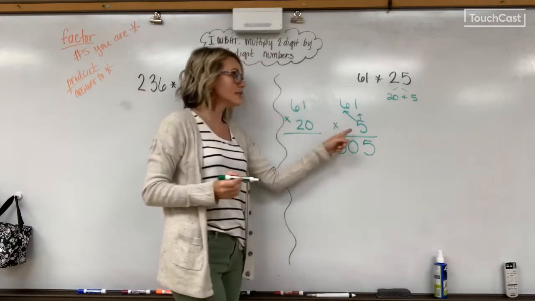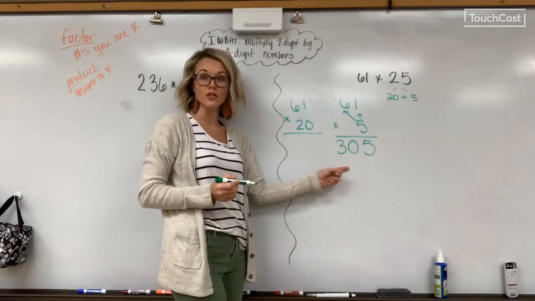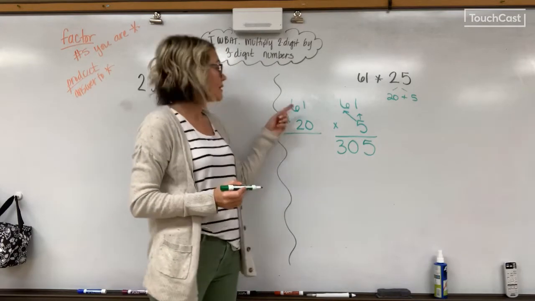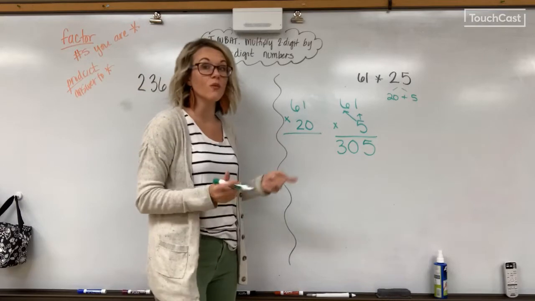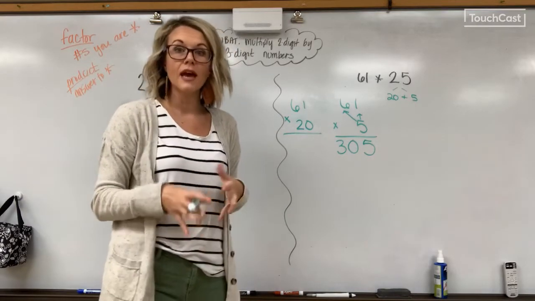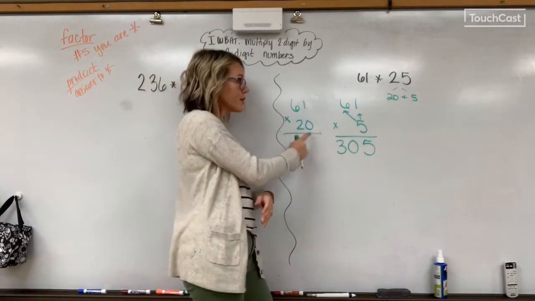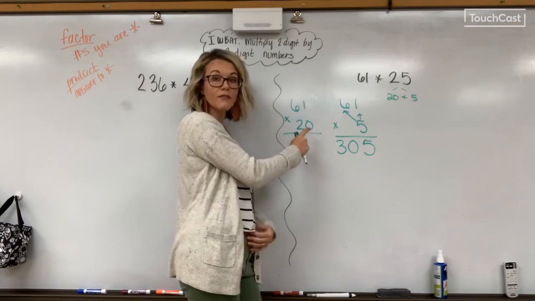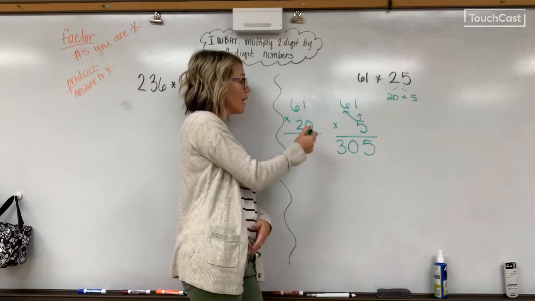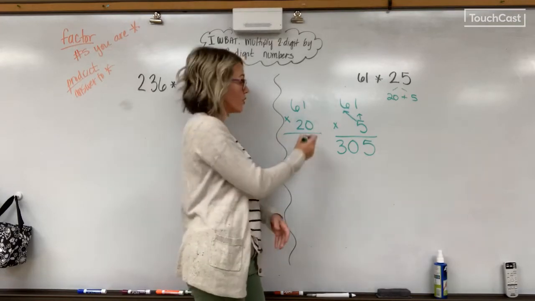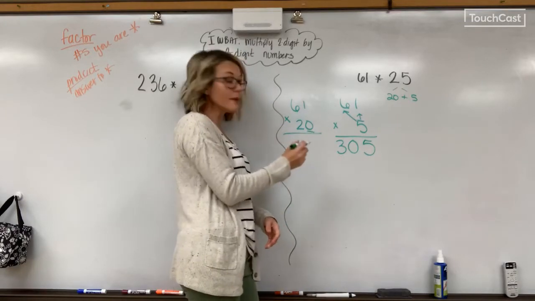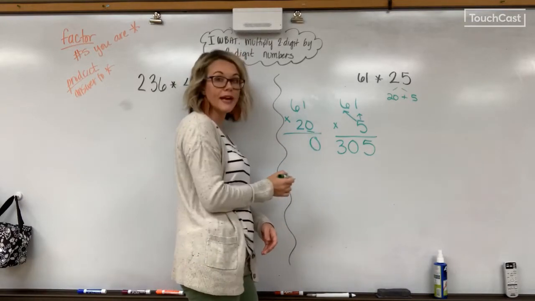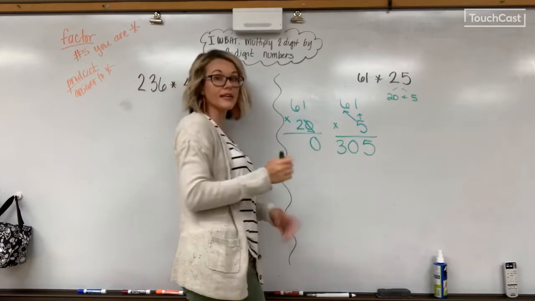So 61 times 5 is 305. Now I'm going to go to 61 times 20. Now we've done a lot of practice with this. I know that when one of my factors ends in a 0, my answer is going to end in a 0. So I'm going to go ahead and drop this 0 down, and then I'm going to ignore that 0.